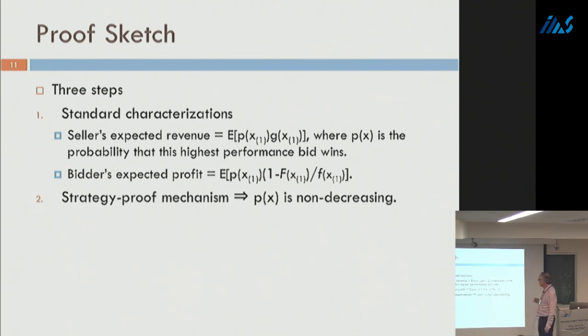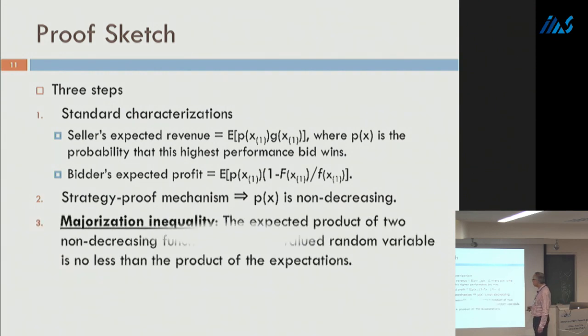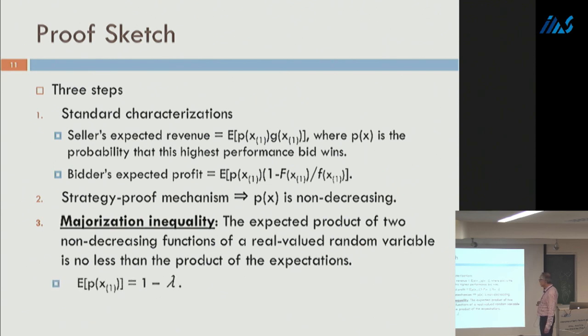Second step, strategy proofness implies that P has to be non-decreasing. If by bidding less you could increase your probability of winning, you would, right? A necessary condition for strategy proofness is that P is non-decreasing. And then it's just majorization. The expected value of the product of two non-decreasing functions is greater than or equal to the product of the expected values. And the expected value of the probability that the highest performance advertiser wins is 1 minus lambda. So what we're getting is 1 minus lambda times the value, 1 minus lambda times the revenue, 1 minus lambda times the profits for the three, and that's less than the expected value of the product for any strategy-proof mechanism. So this is absolutely the worst mechanism in the set of symmetric strategy-proof mechanisms.